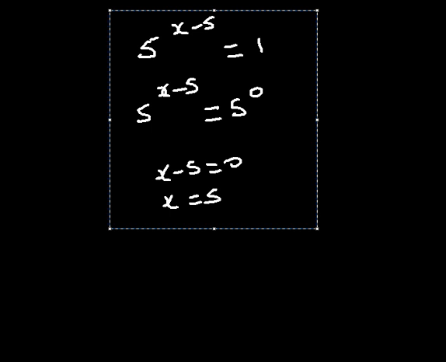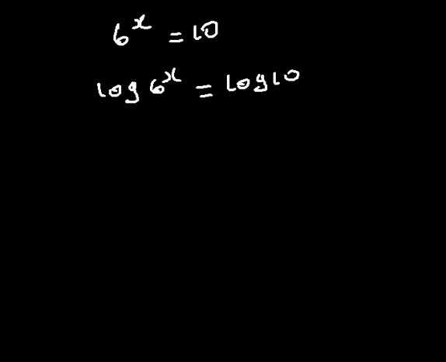But now, what if this is the case? Let's say we have 6 to the power x equal to 10. How do you think we can solve for x at this point? There is no possible way to express 6 and 10 with the same base. So instead, we use logarithms, introducing log on both sides. In that case, we have log 6 to the power x equal to log 10. Then we bring x down as the coefficient.